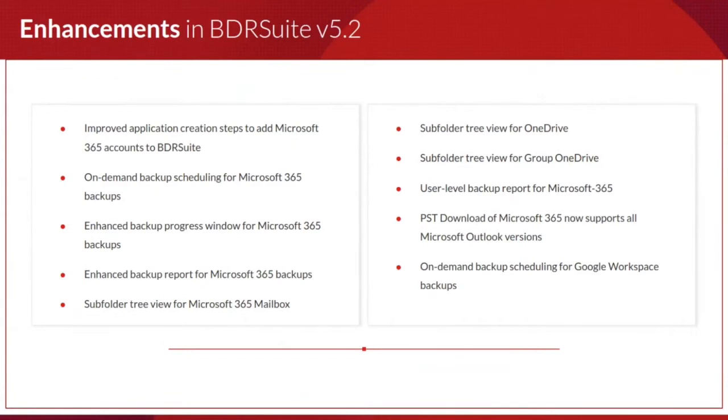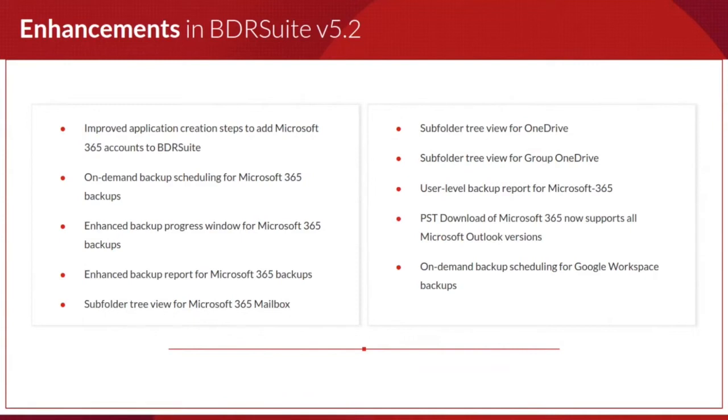So while you try to restore, you could see the subfolder tree section for your mailbox, your OneDrive, and even for your group OneDrive features. And then the user level backup report has also been incorporated into Microsoft 365, and the PST download for Microsoft 365 now supports all the Outlook versions of Microsoft.